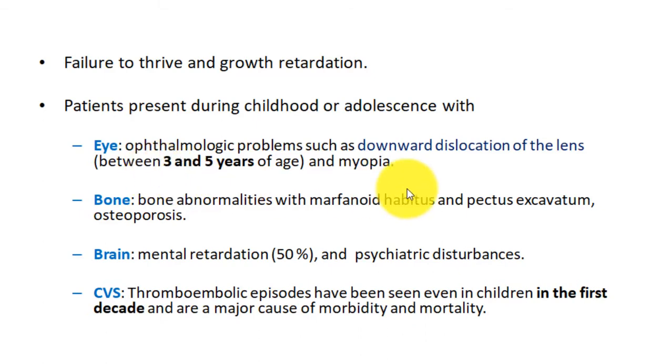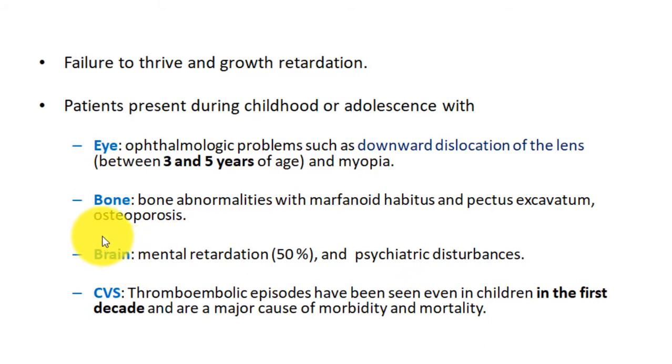So there will be downward displacement of the lens between age 3 to 5 years, and there will be myopia, so short-sightedness will be there. And then bone will have osteoporosis, and the patient will have Marfanoid habitus. Marfanoid habitus means the body will be long and thin, and the chest will have pectus excavatum. These are findings very similar to Marfan syndrome. That is why it is called Marfanoid habitus.